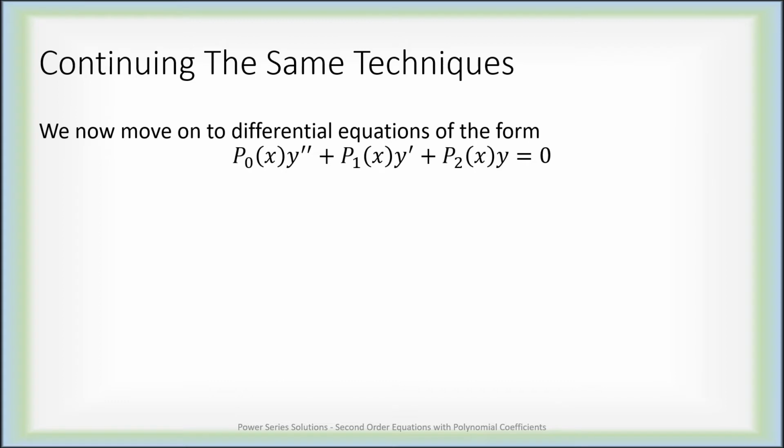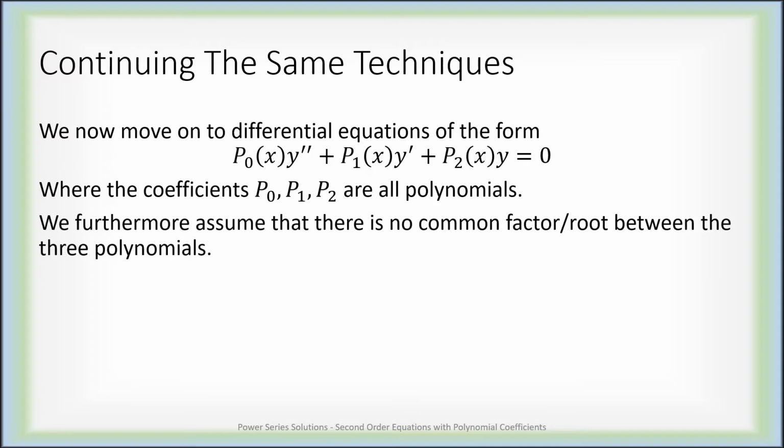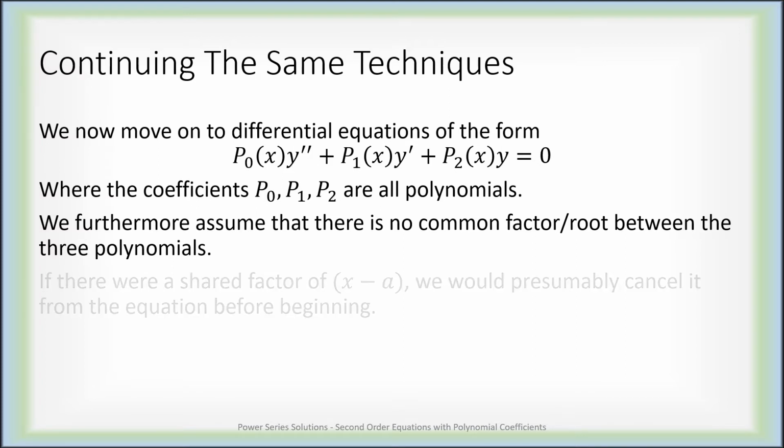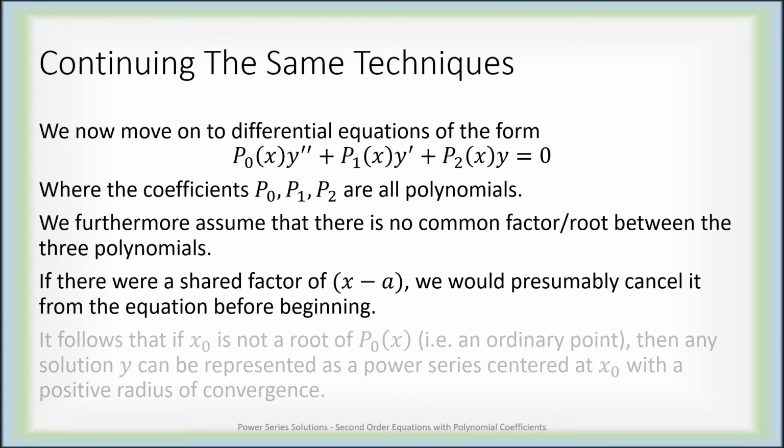So now we have our second-order linear homogeneous differential equation where all of the coefficients are polynomials. Furthermore, we're going to assume there is no common factor between the three polynomials, or equivalently, there is no shared root between all three polynomials. If there were a shared factor of the form x minus a, then you could cancel it out from all three terms before you even started the problem.